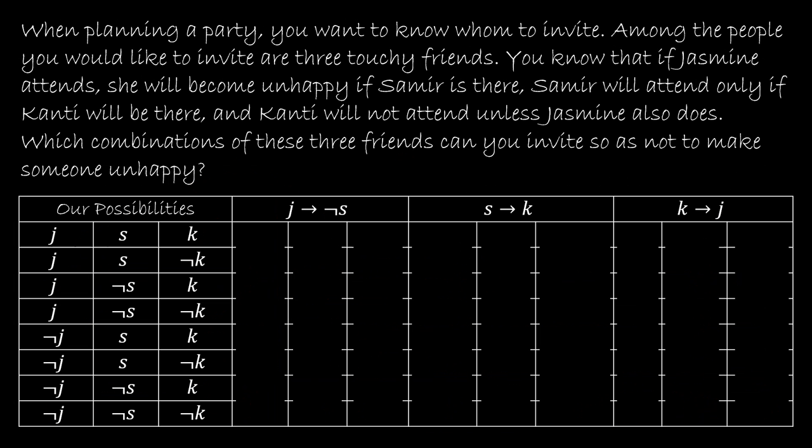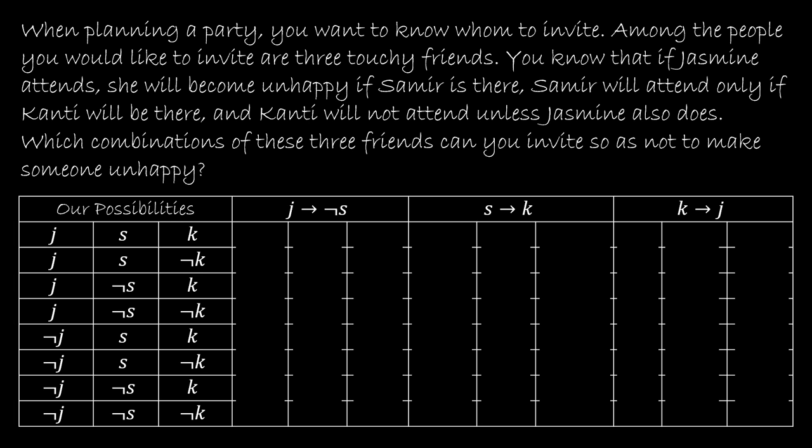So let's take a look at another logic puzzle. We are planning a party, and we have some very sensitive, touchy friends who don't want to be there if other people are there. And so as you can see, I've already started this truth table for you, and I didn't use true and false this time. What I did was kind of like what I did on that last one, where I just did not P's and not Q's, but I'm using J, S, and K to represent Jasmine, Samir, and Kianti, our three very touchy friends. So the first thing I did was I looked at the sentences in the question.